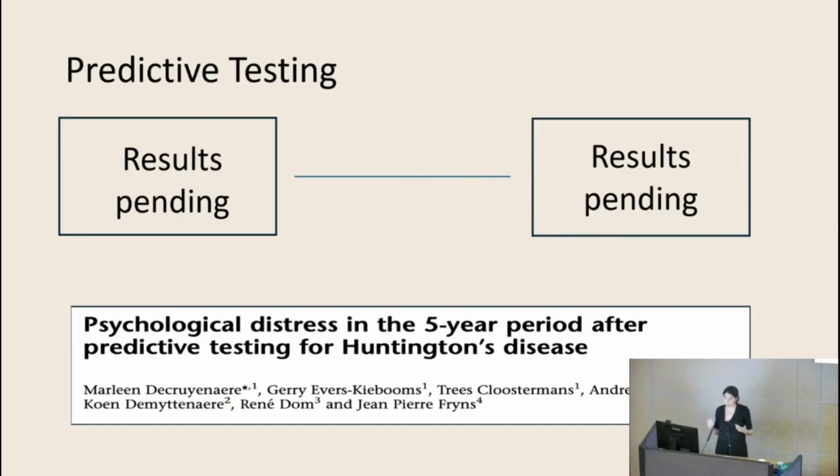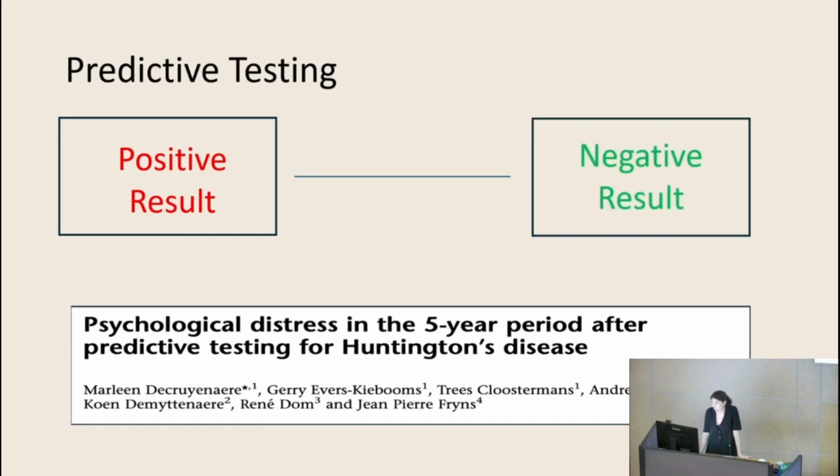So, what does the data say about predictive testing? Well, we know that regardless of the result, the period after testing does result in increased distress for people. Those who receive a positive result develop concerns about their future, about their care needs, and about how their family will handle this. Those who receive a negative result may experience feelings of guilt about what is seen to be a family disease.